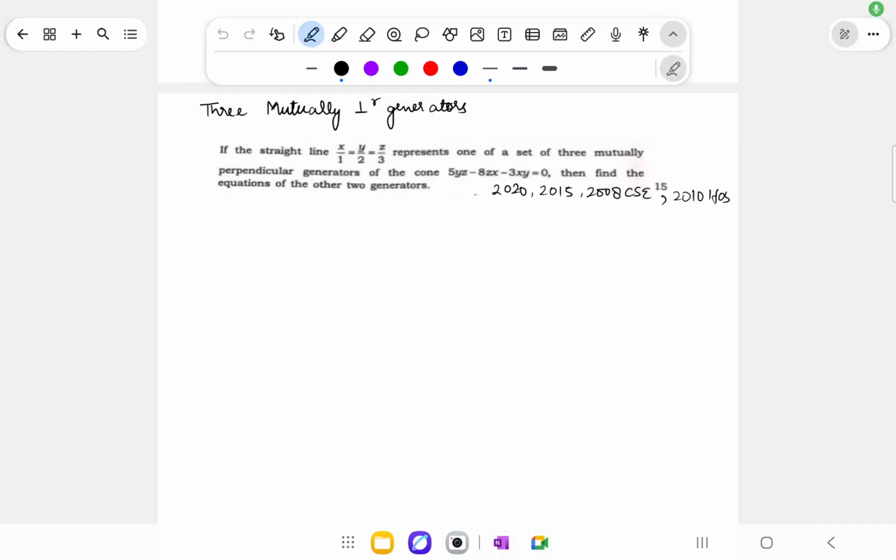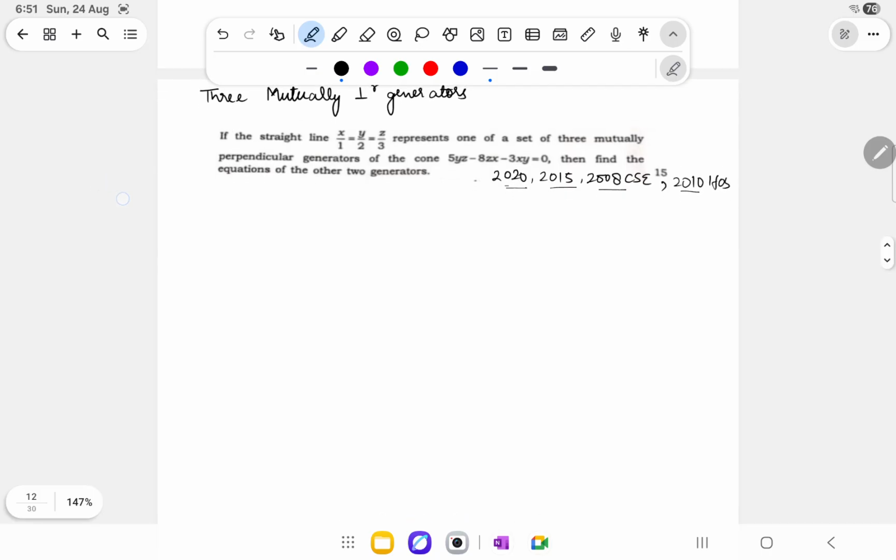Questions related to mutually perpendicular generators. So this is question number 1, and the same question is asked 4 times in 2020, 2015, 2008 and 2010 also. So let us see this question.